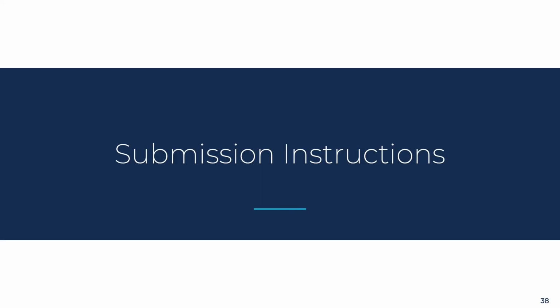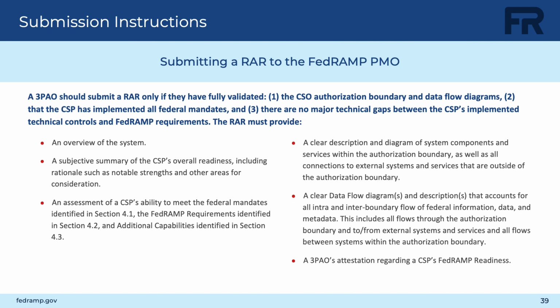Now we will cover the RAR submission instructions. A 3PAO should not submit a RAR unless the following has been done. 1. Fully validated the CSO authorization boundary and data flow diagrams. 2. Validated that the CSP has implemented all federal mandates. And 3. Validated that there are no major technical gaps between the CSP's implemented technical controls and FedRAMP requirements.